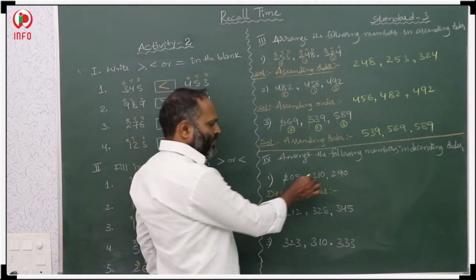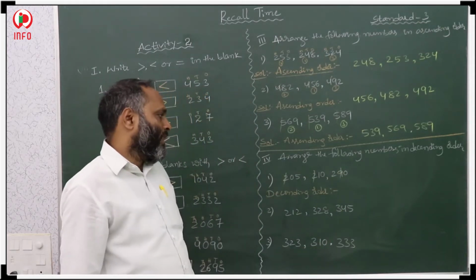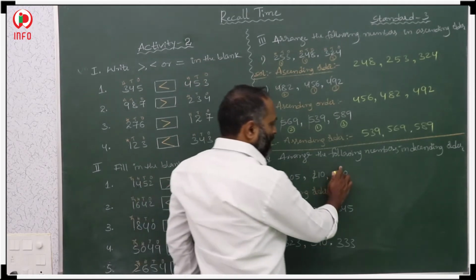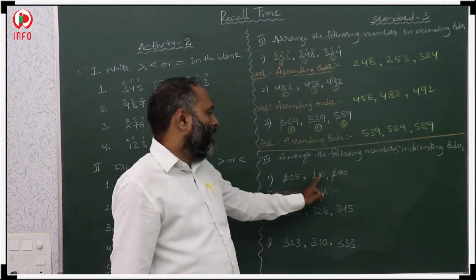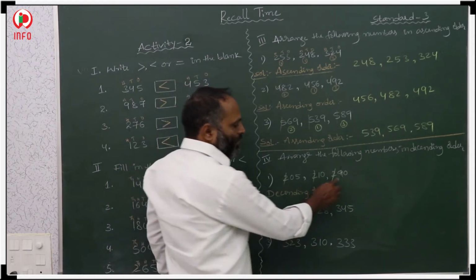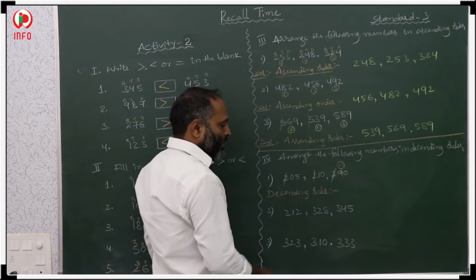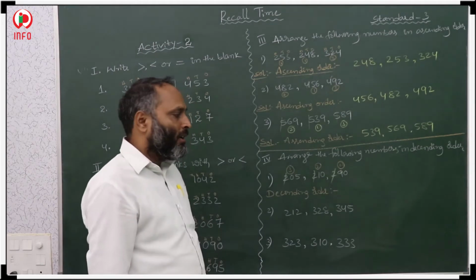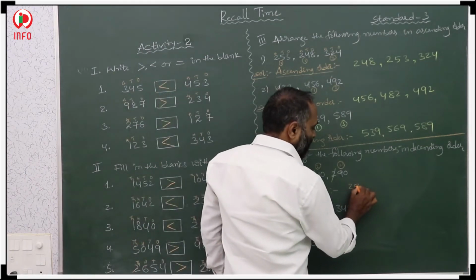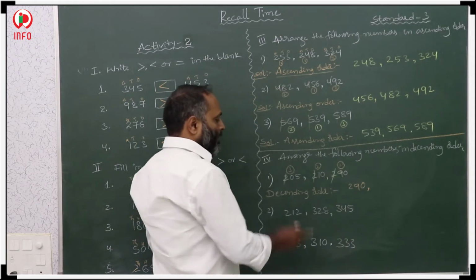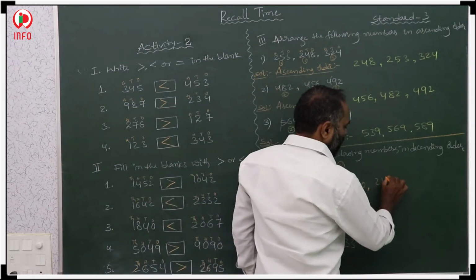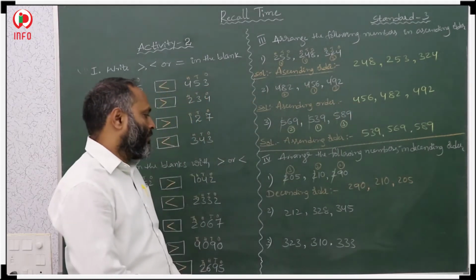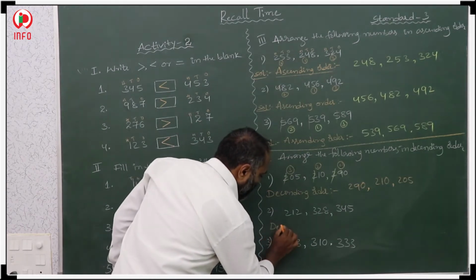In this, first 2 is there, 2 is there, 2 is there. In all, 2, 2, 2 is the same. Then you go to the next, the tens place. 0, 1, 9. In 0, 1, 9, 9 is the bigger. This will come first, and after that 1 will come next, and the smallest is 0. So 290 will come first, that is the bigger. Smaller than this, and the smallest in all these 3, 205.